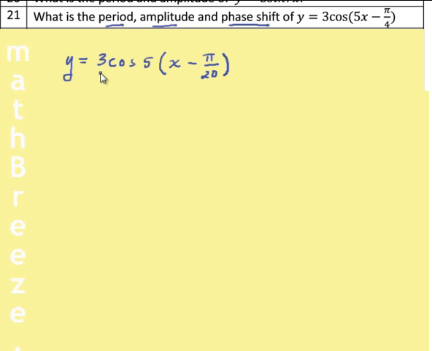Okay, so now we have the amplitude right here. For the period, we use this number. In the formula, we divide 2 pi by that number, 2 pi divided by 5 for the period. And for the phase shift, we use this number, actually with the opposite sign. So the phase shift is plus pi over 20. That means pi over 20 to the right.